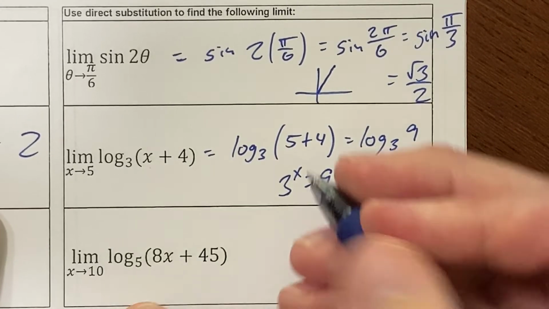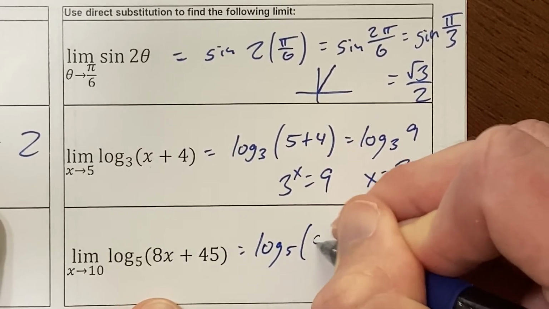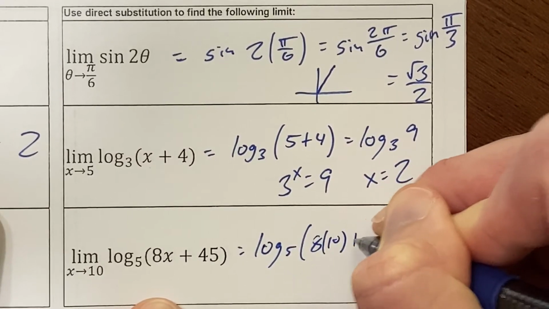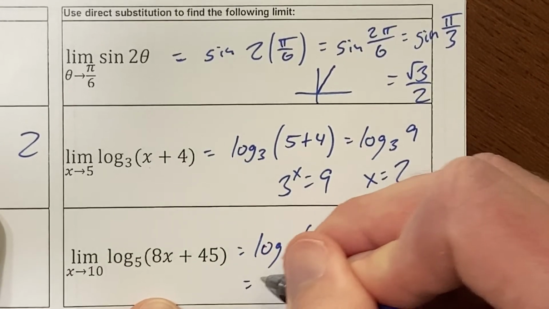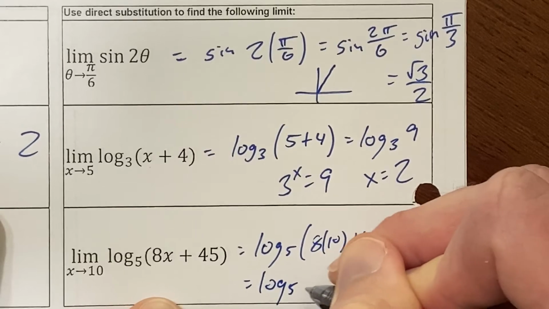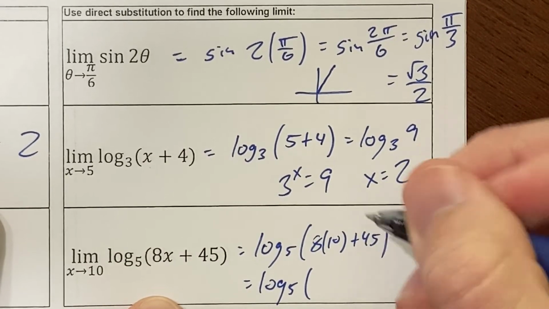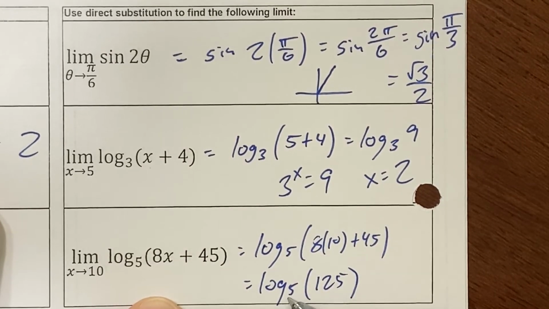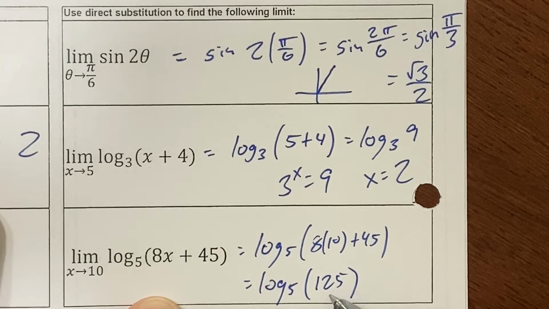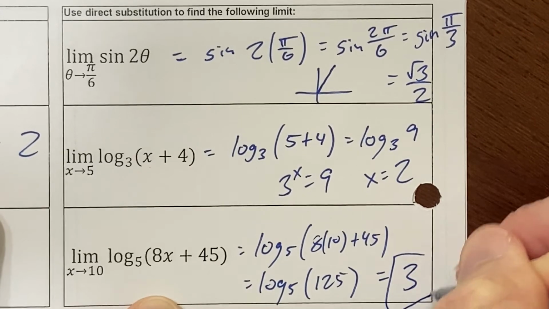As x approaches 10, same style of problem here. We got log base 5 of 8 times 10 plus 45. Sheesh. That is log base 5 of 80 plus 45, which is 125. That would be 5 to the what equals 125, just like we did up here. 5 to the x equals 125, and that is 3.